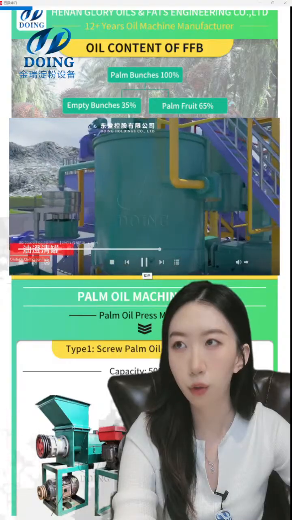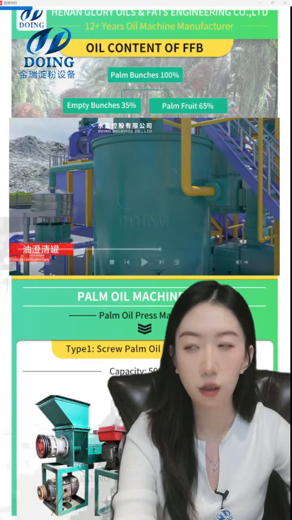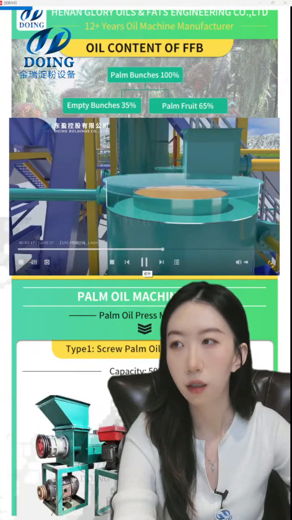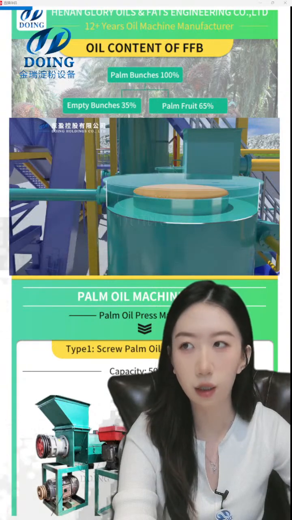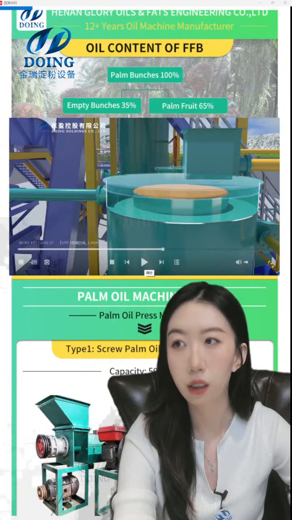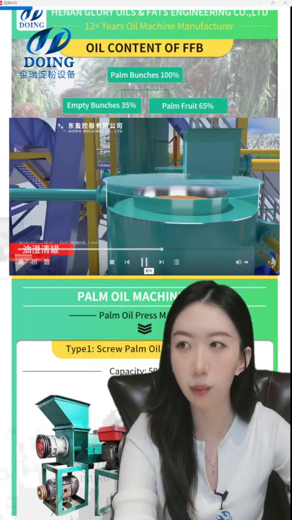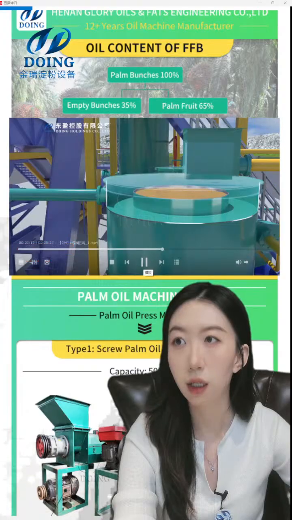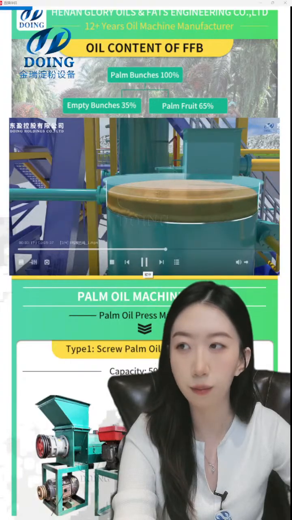The crude palm oil flows in from the middle and lower part, and then settles inside. After settling, the impurities will settle to the bottom of the tank. So the lower part is dirty oil and the upper part is clean oil. This is the overflow device. The clean oil will overflow to the pipeline.